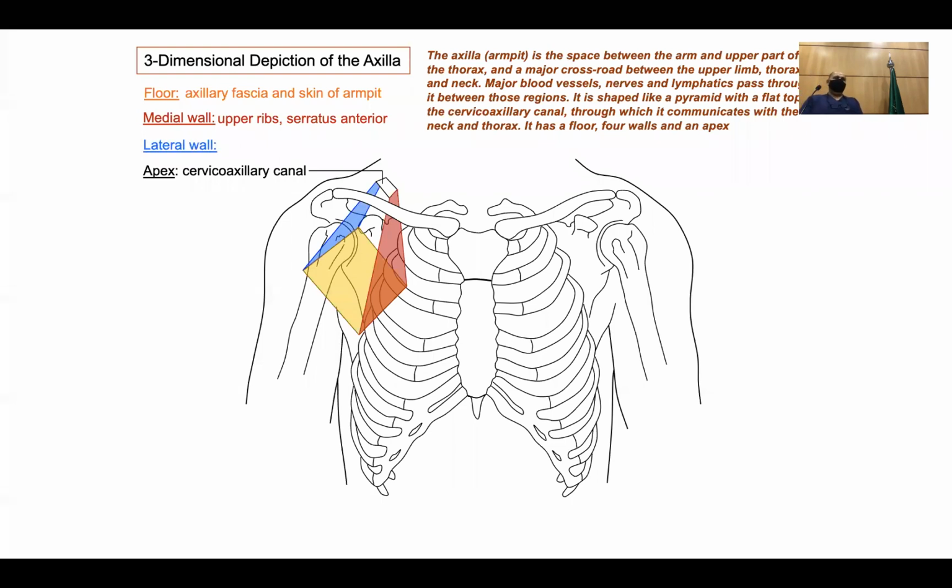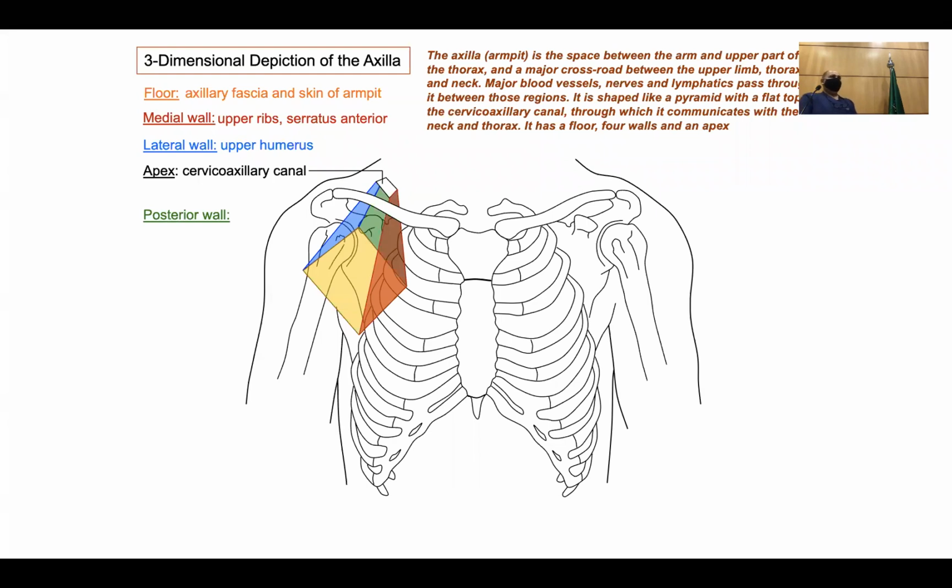Lateral wall. And there are so many structures. So who's there? My humerus. And those structures which are attached to that, they are making the lateral wall. Then we have this green thing. What is that? Anterior or posterior?